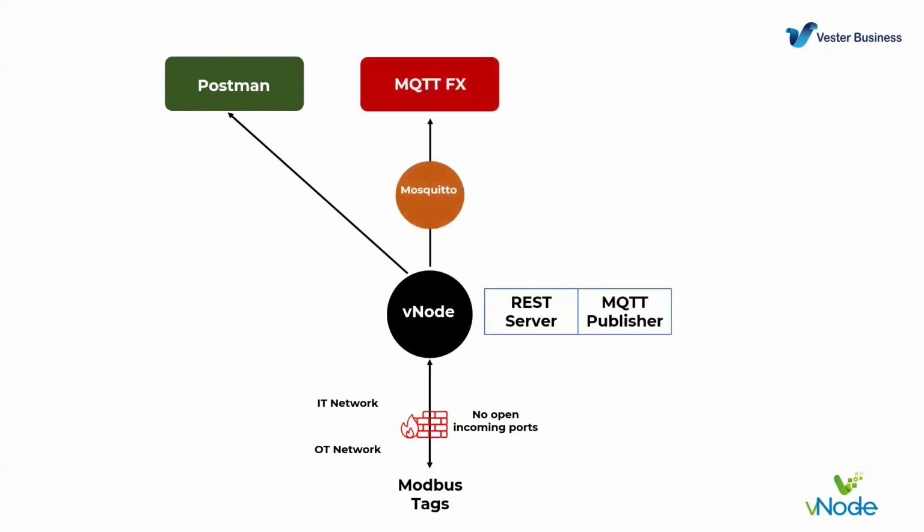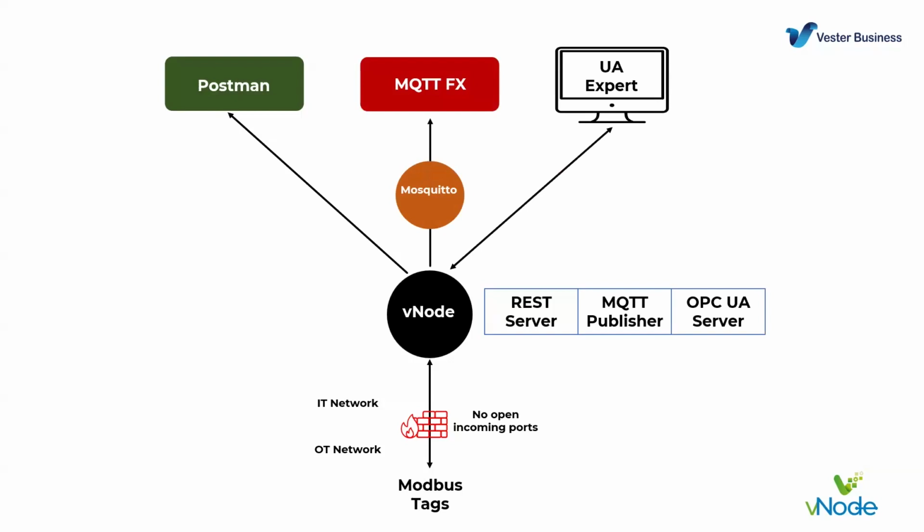We're going to publish MQTT using Mosquito to MQTT-FX, which is just an MQTT client. And we're also going to be sending data to UA Expert, an OPC UA testing client. So we're going to be showing these three technologies. vNode is going to be a REST server, an MQTT publisher, and an OPC UA server, and we're going to be moving data to these three clients using three technologies at the same time.